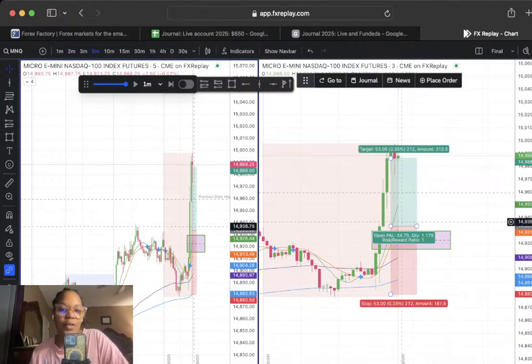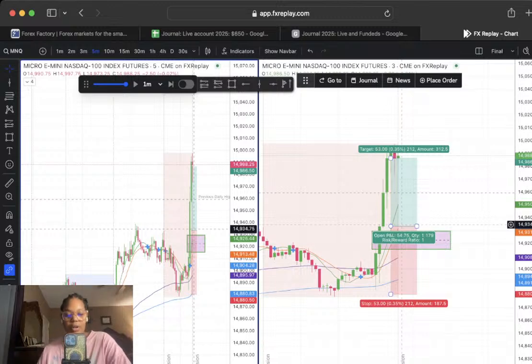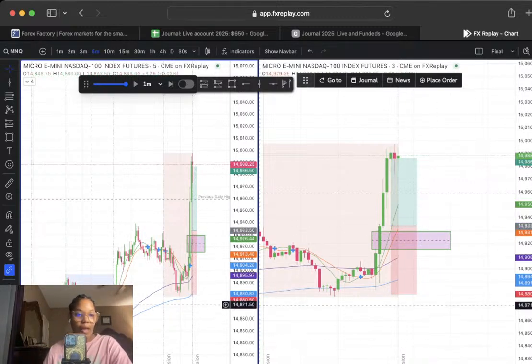I love that. Now, yeah, if you wait for the fair value gap tap, we didn't get it. That's why someone's like, oh, your entries are bad, but I don't mind them at all.